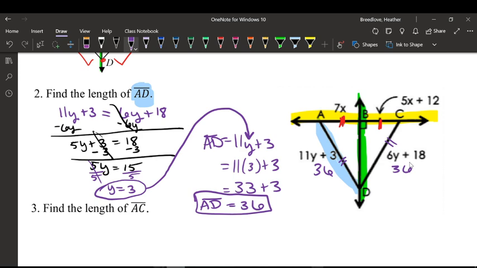Next it says to find the length of AC. On something like this, you need to be careful whenever you're trying to find the segment length.